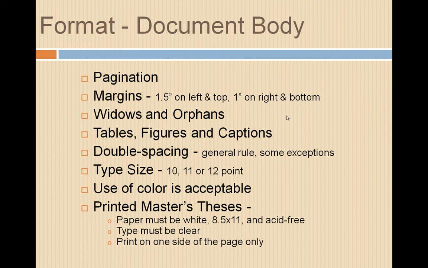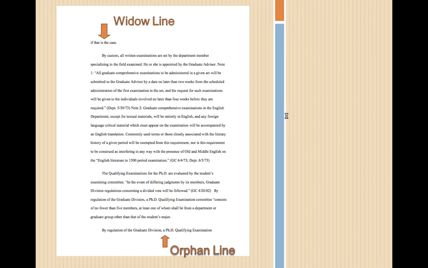Widows and orphans. Widows and orphans are something that we want to avoid, and it sounds sad. Just think of them as lonely lines. So the widow line is the last line of a paragraph left alone at the top of the page. The orphan line is the first line of a paragraph left alone at the bottom of the page. And we want to avoid these.